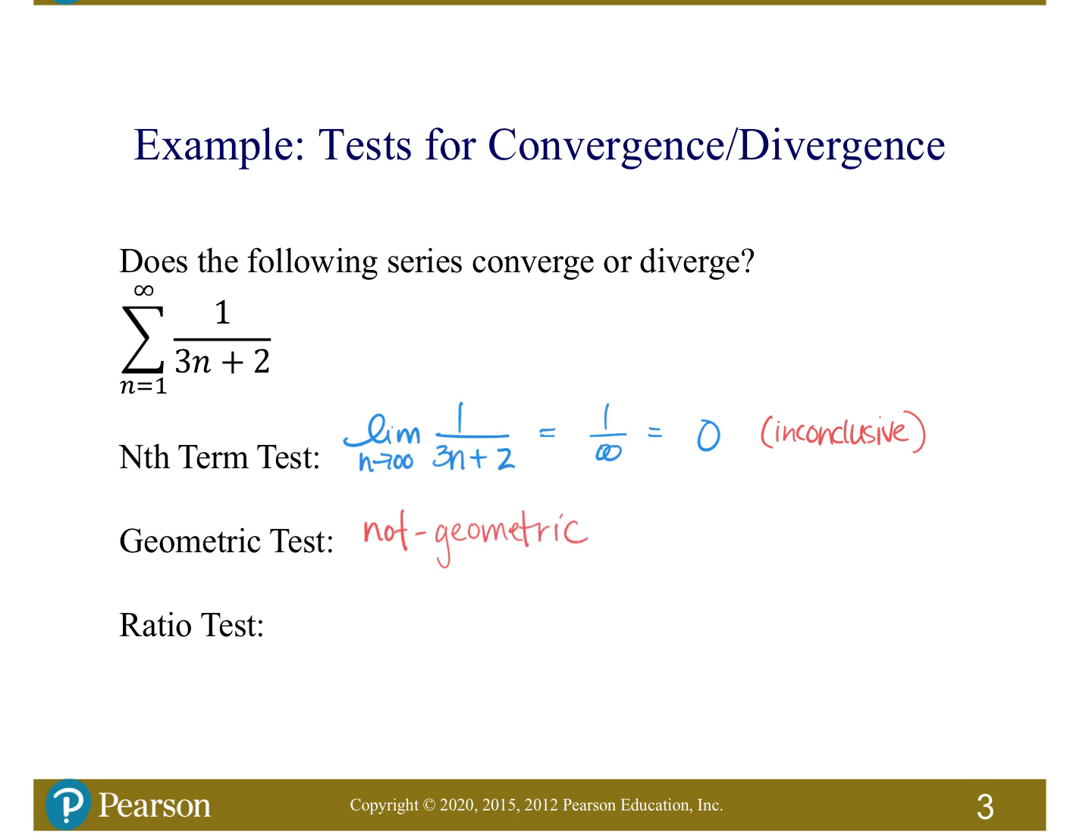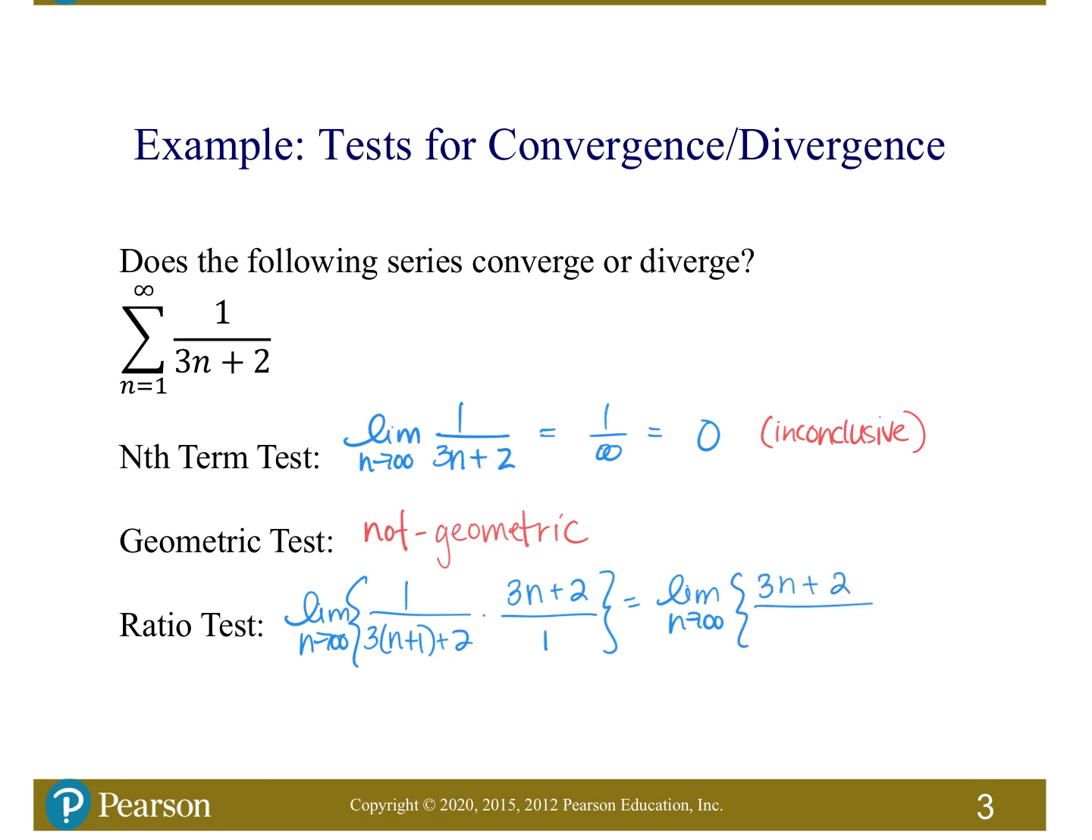All right, so then we go to the trusty ratio test. All right, well, we'll try that. Well, what if I do the limit as n approaches infinity and I go 1 over 3 quantity n plus 1 plus 2 and then 3n plus 2 over 1, and I try and figure this out. So that's going to give me the limit of the quantity 3n plus 2 in the numerator and 3n plus 5 in the denominator, which is infinity over infinity, but which L'Hopital is going to say it's going to be 3 over 3, which is going to be 1.